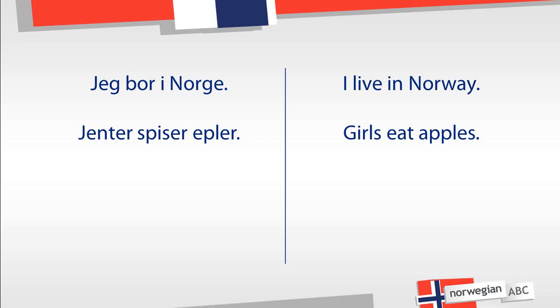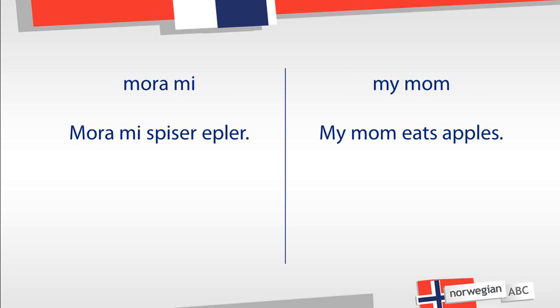Attention! The predicate may be comprised of more than one word. For example, mora mi. My mom. Mora mi spiser epler. My mom eats apples. We will learn this grammatical form, mora mi, later. Mora mi is a predicate.